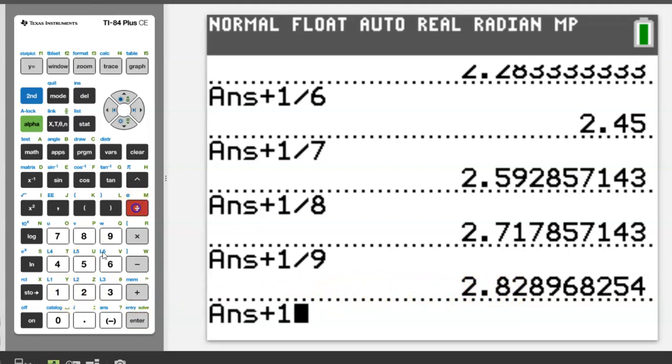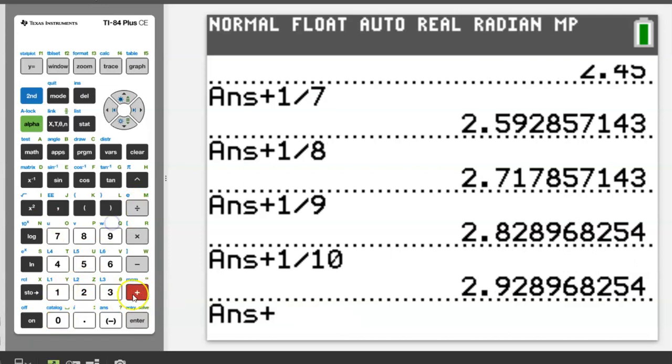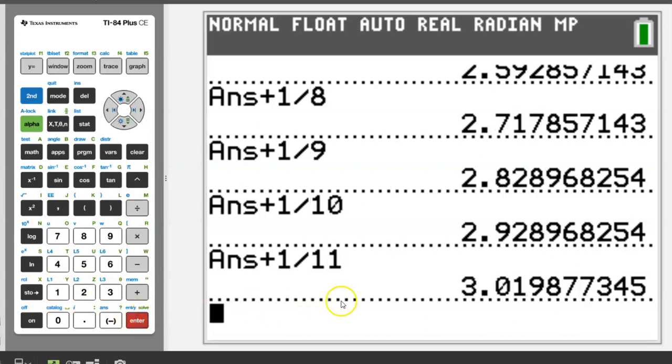Plus 1 over 10, plus 1 over 11. Oh, we blasted past 3. So here's the thing, guys. This is just going to keep getting bigger and bigger forever. If I said, maybe the limit's going to be 4, if I kept adding another term and another term and another term, eventually I would pass 4. I would pass 5. I would pass 10. It never stops.